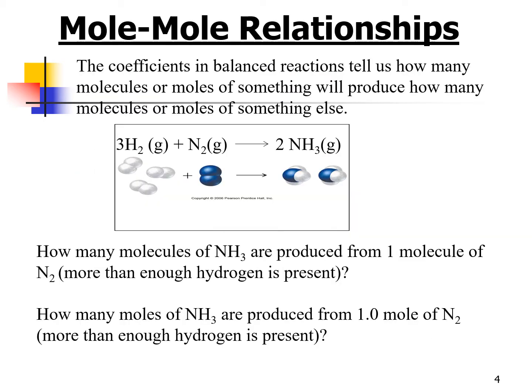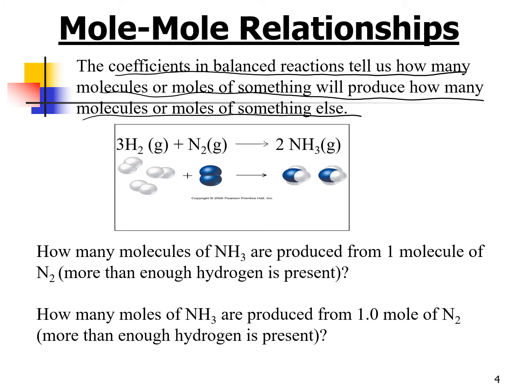Our coefficients in our balanced equation give us our mole-to-mole relationship between our reactants and our products. In other words, the coefficients in a balanced reaction tell us how many molecules or moles of something will produce how many molecules or moles of something else. So we can relate one compound to another compound using the mole or molecule relationship.